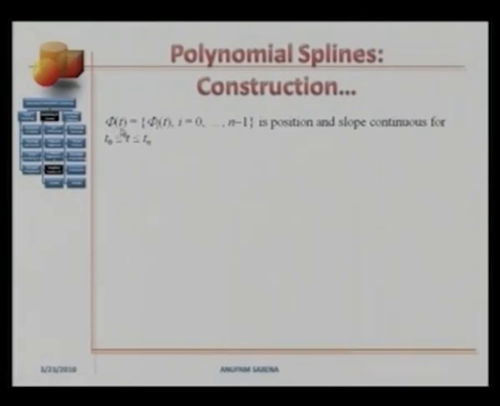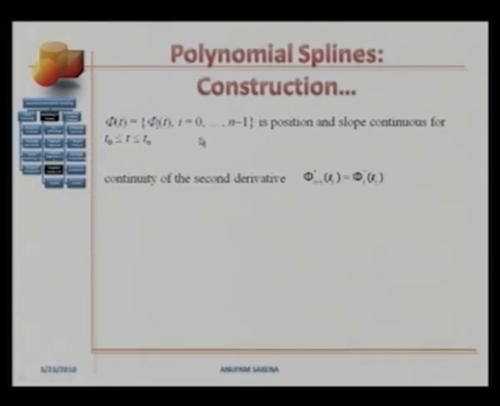Okay, now the entire cubic spline is essentially a set of each cubic segment, phi i, i going from 0 to n minus 1. And this spline is position and slope continuous within the entire knot span, going from t0 up till tn. Notice that since phi i is a cubic spline, it needs to be having unique second derivatives at each value of t in the entire span.